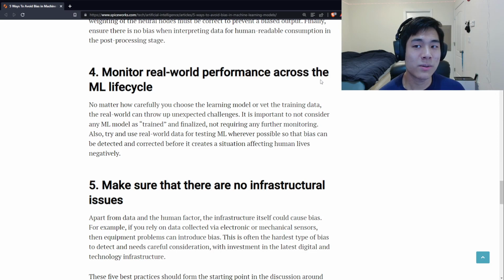Number four is to monitor real world performance across the ML lifecycle. It is very important that software developers and people who deploy ML make sure that their software remains unbiased in the real world. We can train it as good as we can, train it and test it in the lab and make sure that it's unbiased. But when we put it out in the real world, it might have a different reaction. So we need to make sure that it doesn't become biased when we're using it in the real world.